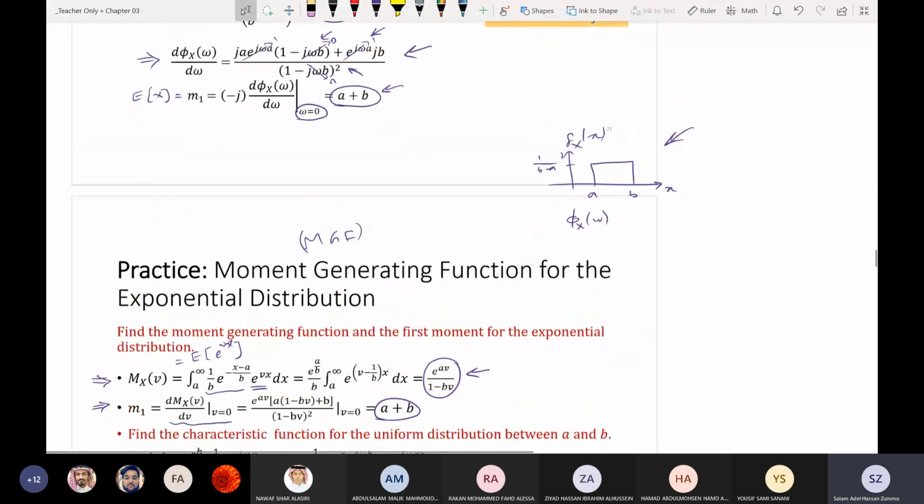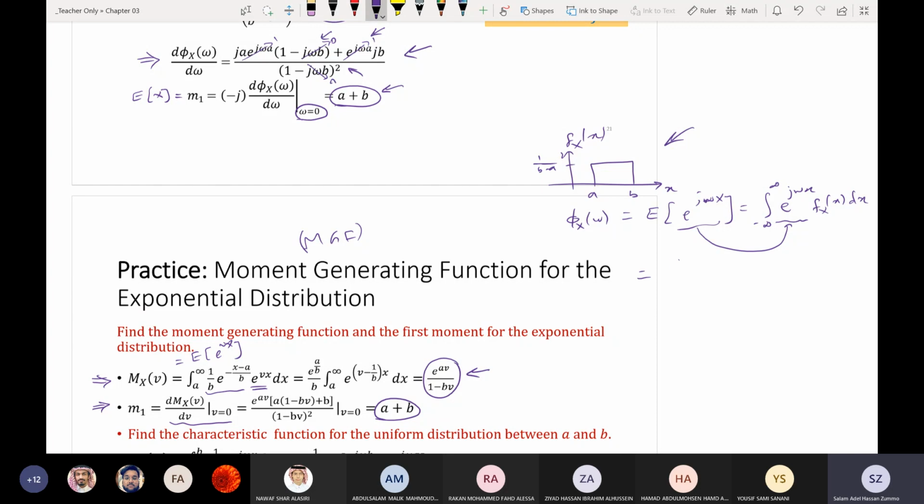So what do we do in order to find this? As we mentioned, this is the expected value of e to the j omega x. In order to find this, we simply write the expectation operator that we know. Whatever is inside comes next to the PDF. This is by definition the expectation operator.